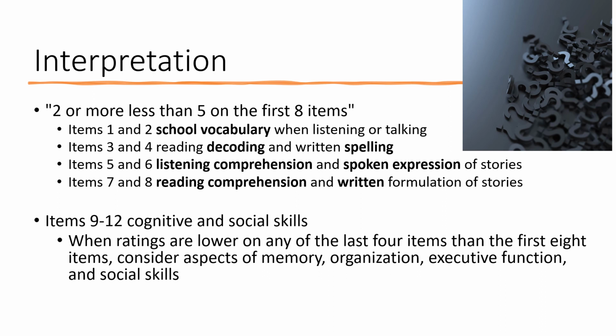When we interpret the SLS, we're going to follow that rule of thumb, 2 or more, less than 5 on the first 8 items. When you see ratings that are a little bit lower on items 1 and 2, this relates to school vocabulary when listening or talking. When you see lower scores on items 3 and 4, that relates to reading, decoding, and spelling. Items 5 and 6 look at listening comprehension and spoken expression of stories, so that's going to be a number we're very interested in, just like 1 and 2. And then items 7 and 8 relate to reading comprehension and writing.